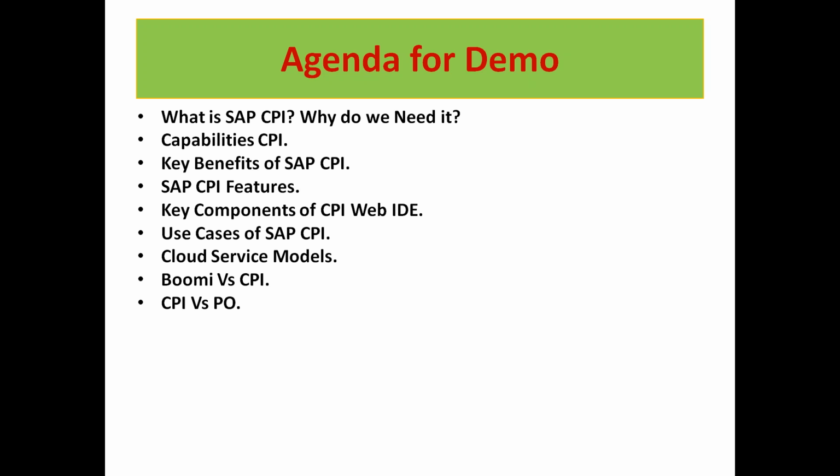In this session, I'm also going to explain the key differences between CPI and process orchestration. Process orchestration is another tool which is meant for integrating on-premise applications. CPI we can use for on-premise as well as cloud-based application integration, but process orchestration, or PI, process integration, can be used only for on-premise application integration.